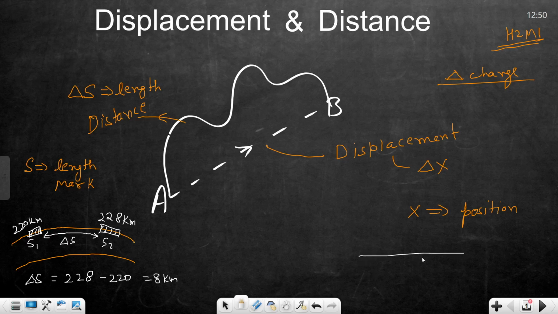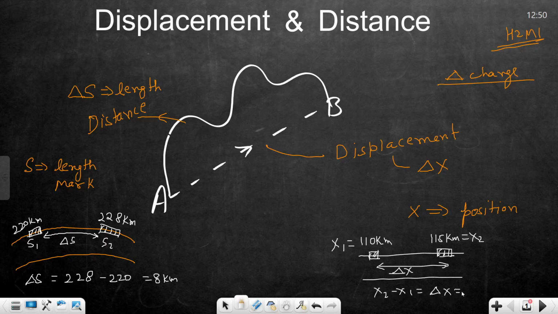But if the road is straight, then this is the mark X1, which is equal to the 110 kilometer mark. Then the next mark is the 115 kilometer mark, that is your X2. So what will be the displacement? It will be X2 minus X1, isn't it? So that will be 5 kilometer. The only difference between displacement and distance is that displacement is the shortest possible path, and distance is the entire length covered during the motion.